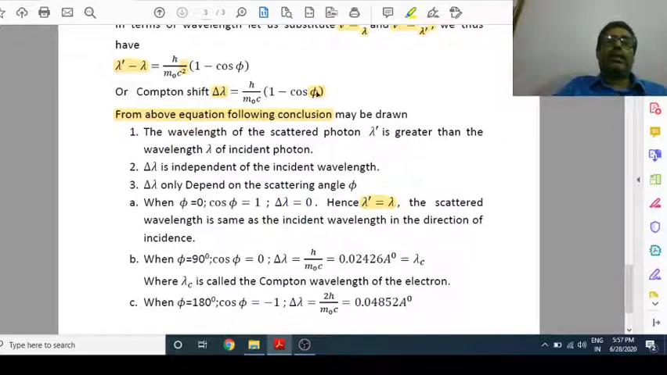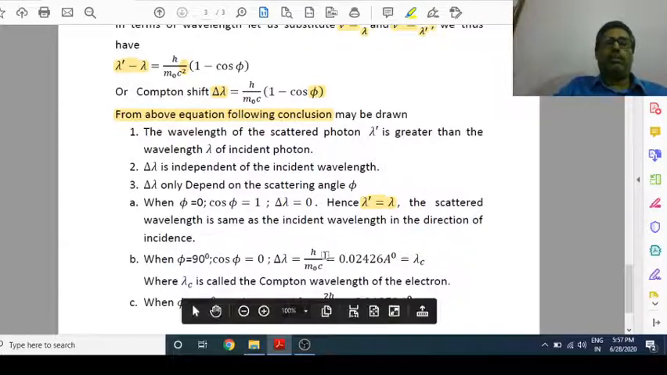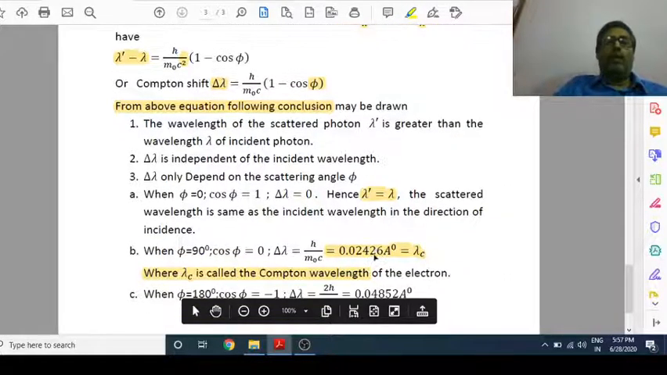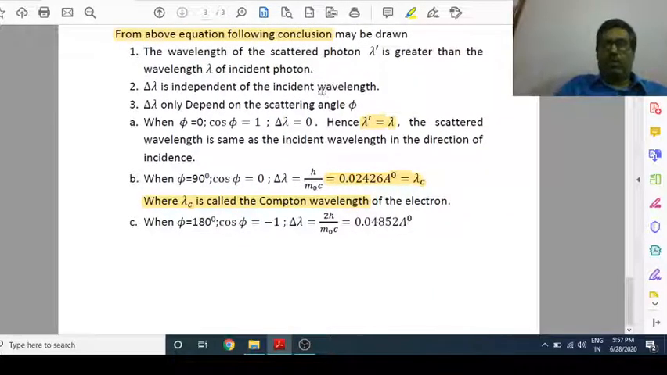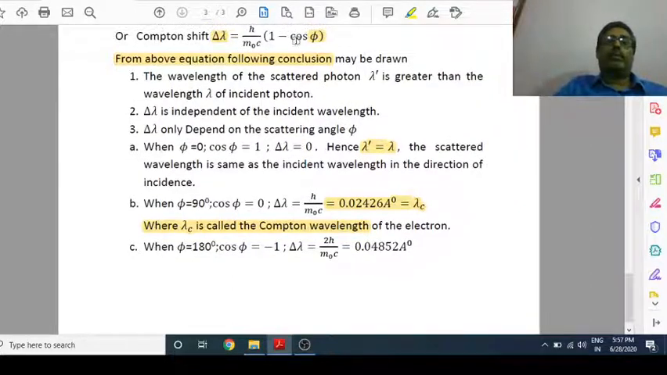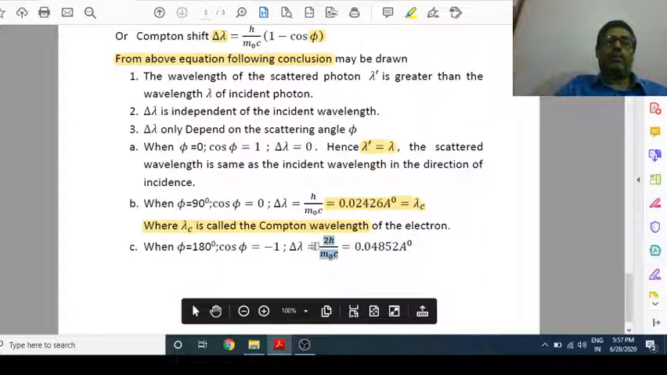If phi is equal to 90 degrees, cos 90 is 0, so 1 minus 0 is 1, so the change will be this one, and if we set the value, we get this one. When phi is equal to 180, cos 180 is equal to what? Minus 1. So if we take minus 1 here, 1 plus 1 is 2. That is, it will be 2h by m0c, so double of this. This is the maximum value.